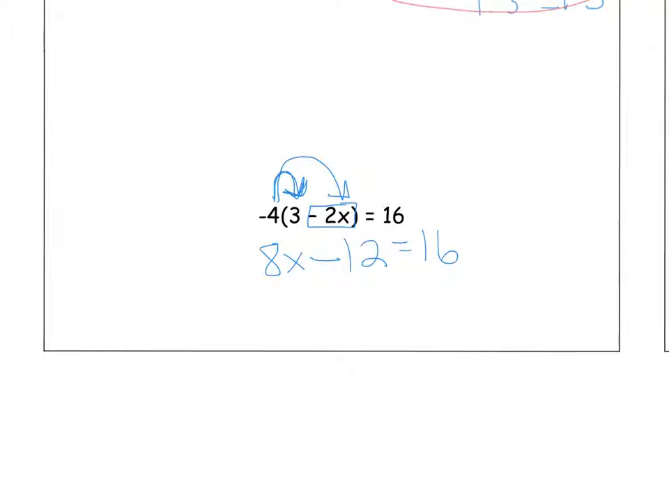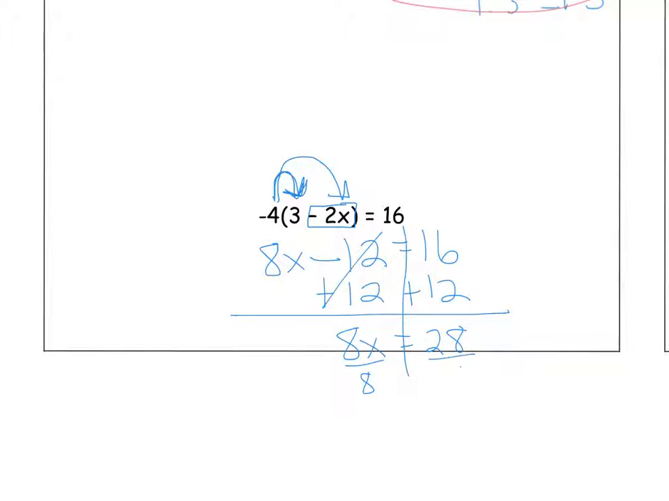Now I can see that I need to add 12 and add 12. Those cancel, and I have 8x equals 16 plus 12 gives you 28. And then you'll divide both sides by 8. And 28 divided by 8 is 3.5, which can also be written as your mixed number or as your simplified improper fraction.